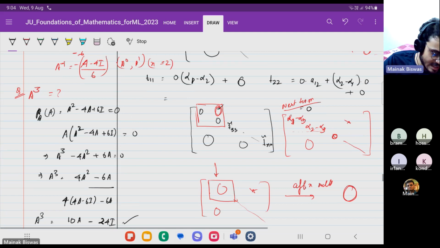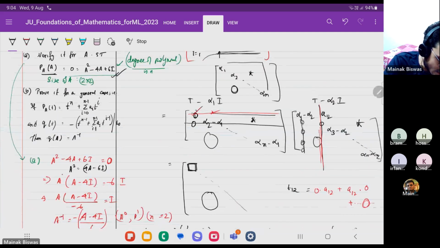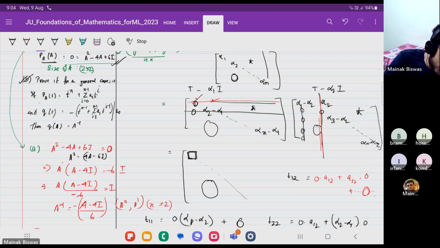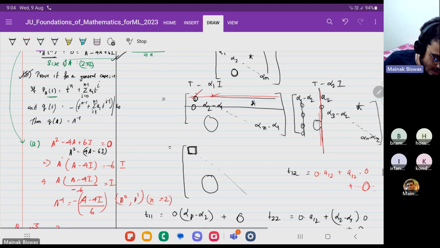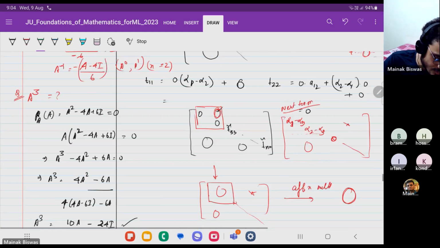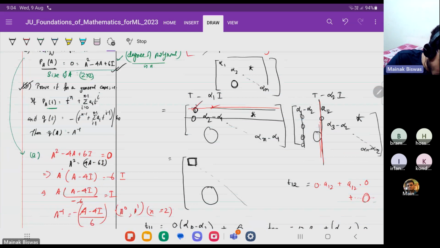Now we'll see a general case, a general case for the inverse of a matrix. So I will ask someone of you to prove it now. So what am I saying? Say your p_A(t). So let us write it down. I'll just copy this and then we'll be doing it.